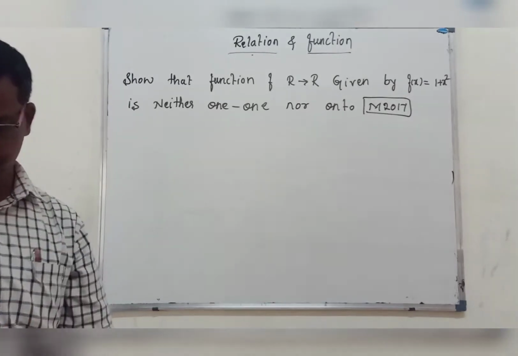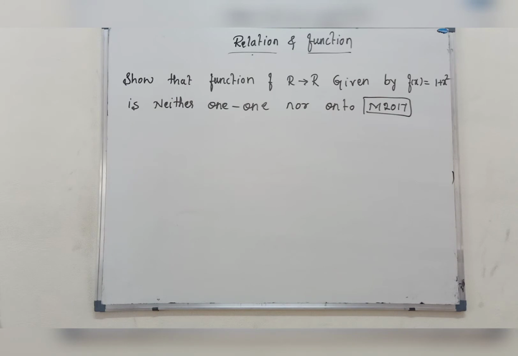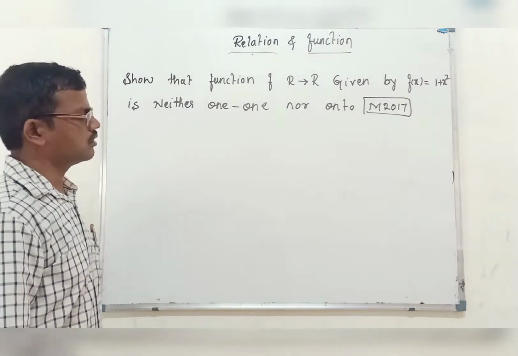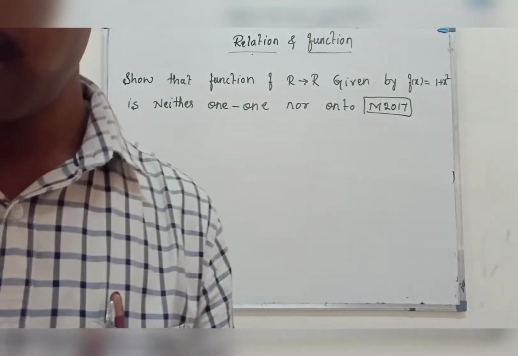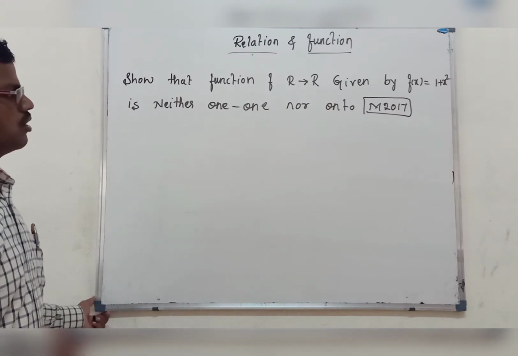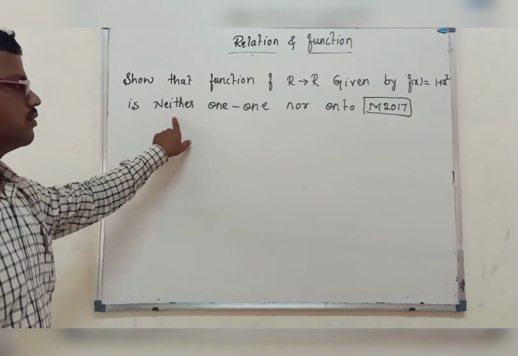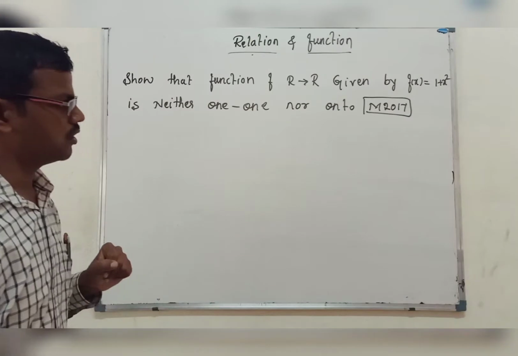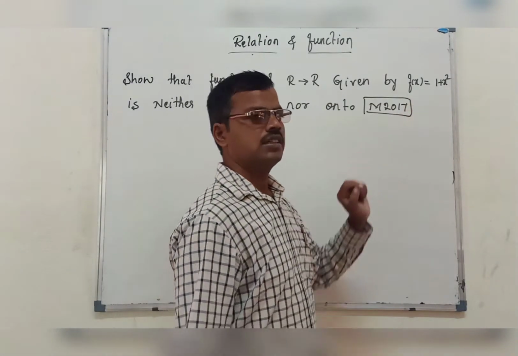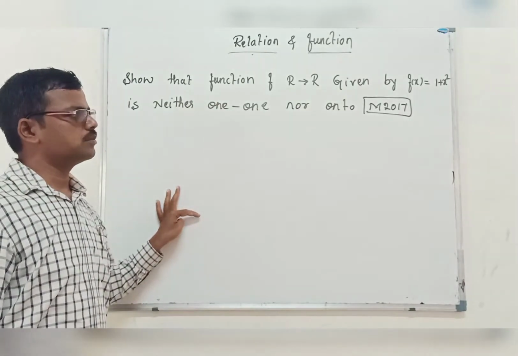So next we come to this: show that the function f from R to R given by f(x) = 1 + x² is neither one-one nor onto. It was asked in March 2017.